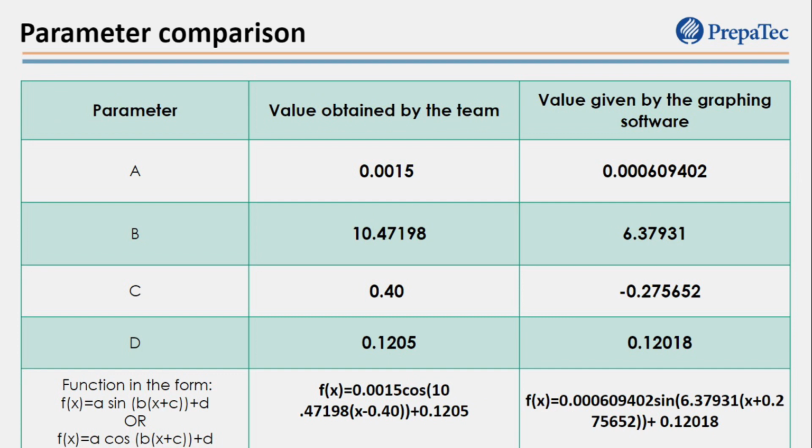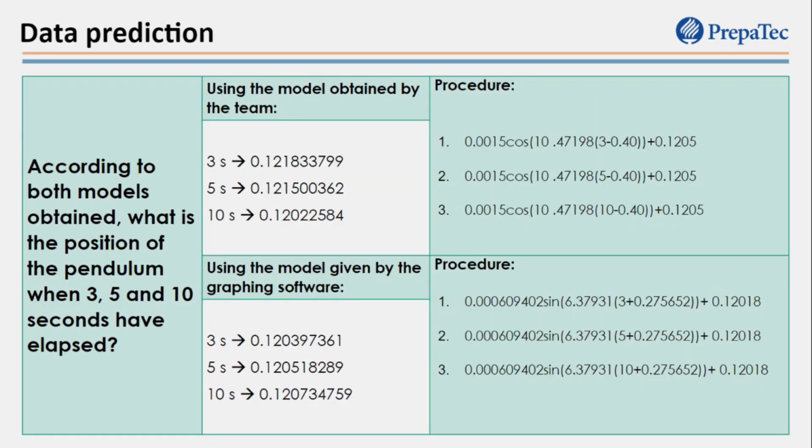Finally, to make a comparison of both equations, a series of data substitutions was carried out in order to see how different the results were from each other. As we can see, the results are very similar. However, we believe that the most accurate equation is the one generated by the Desmos software.